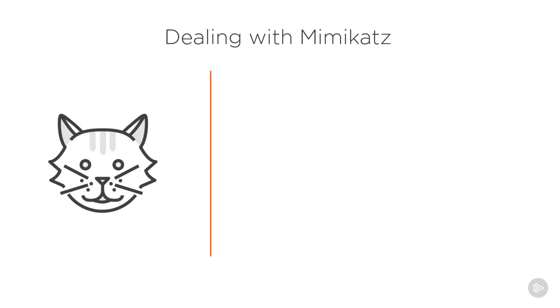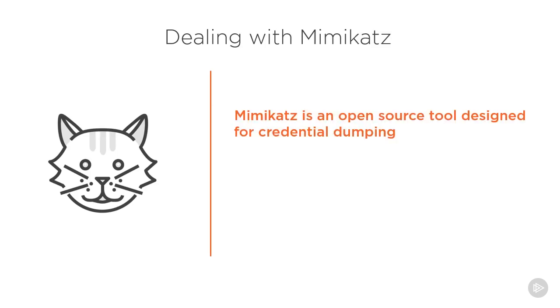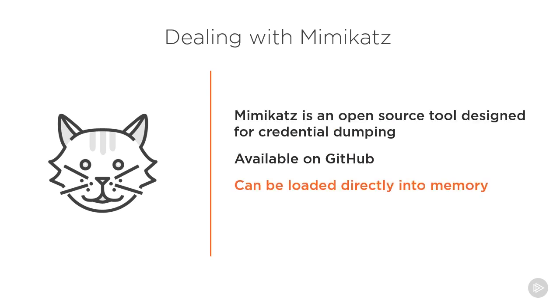Mimikatz is a tool that you should be familiar with. It's an open source tool designed for credential dumping, as well as other features for credential extraction. It's available on GitHub. Attackers prefer it because it can be loaded directly into memory. Detections are available, including hashes and YARA rules, and we have used the known signature hash of Mimikatz to detect it when it was executed on a system.